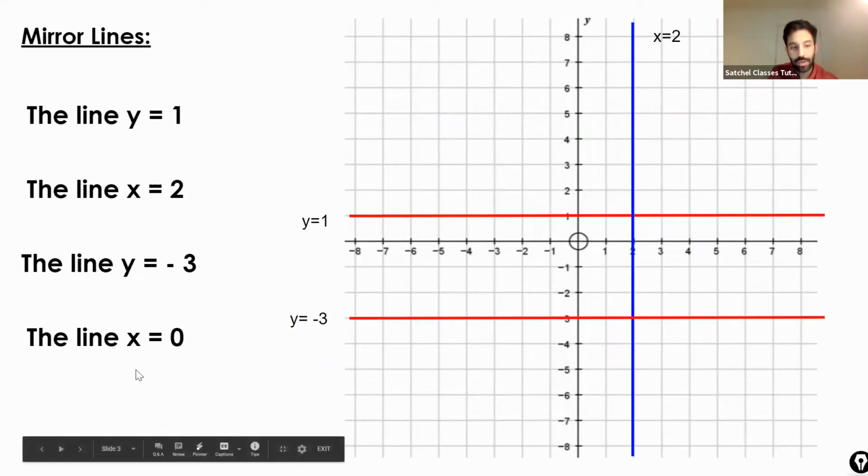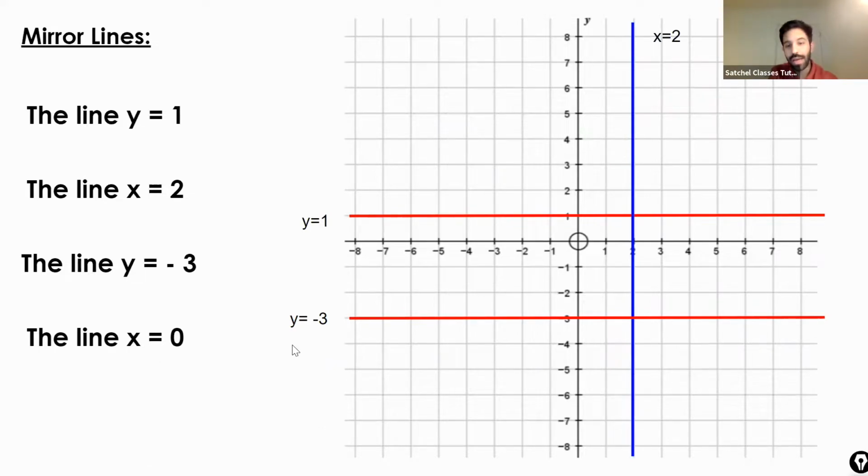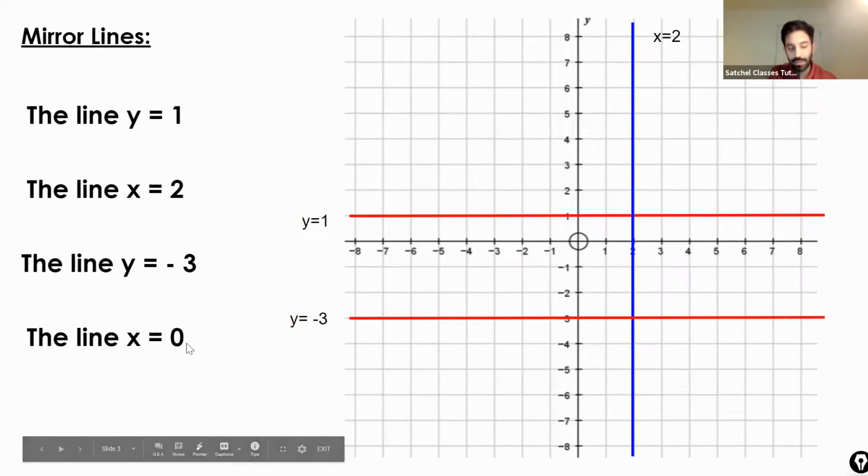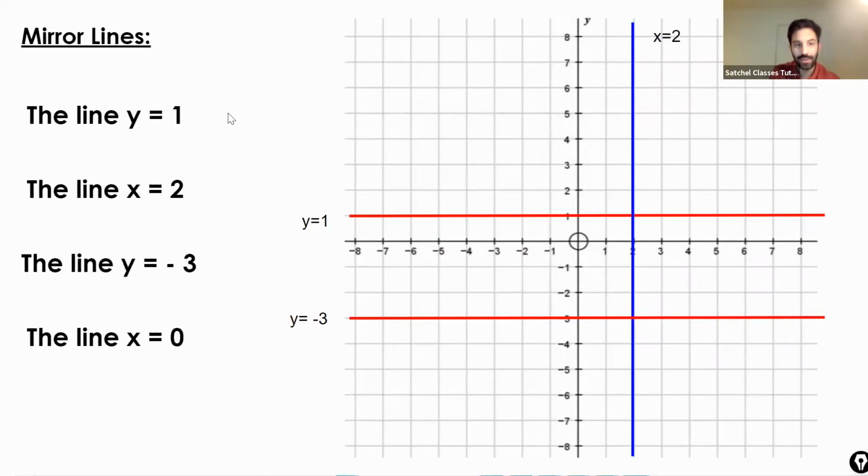So sometimes you might be given a question where it says reflect a shape in the line x equals 0. The line x equals 0 is the y-axis, because at all points on the y-axis, x will always be equal to 0. So at this point here, x is equal to 0. At this point here, x is equal to 0, at this point here, x is equal to 0, and so on. So the line x equals 0 is simply the y-axis.